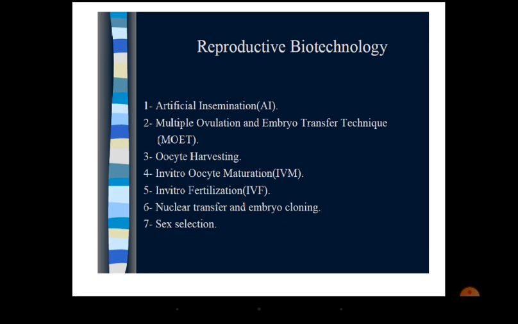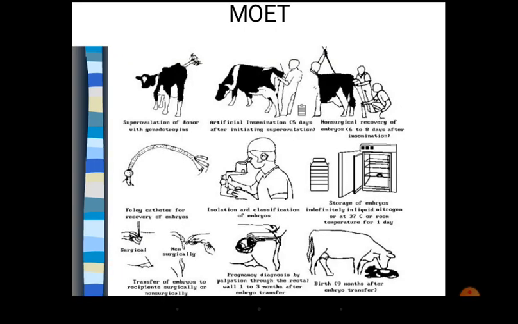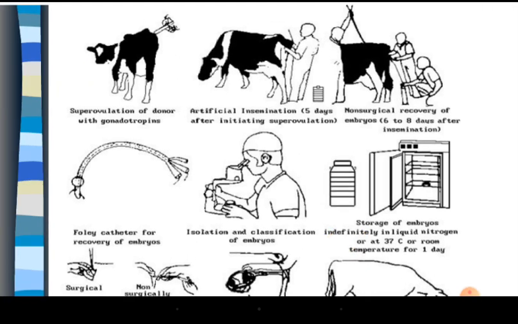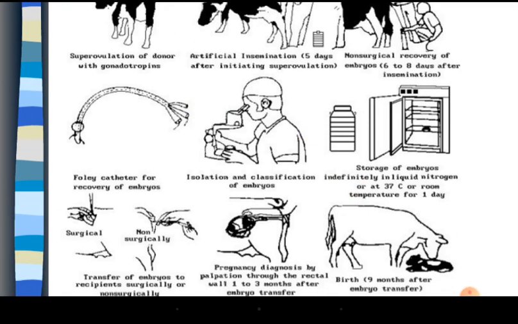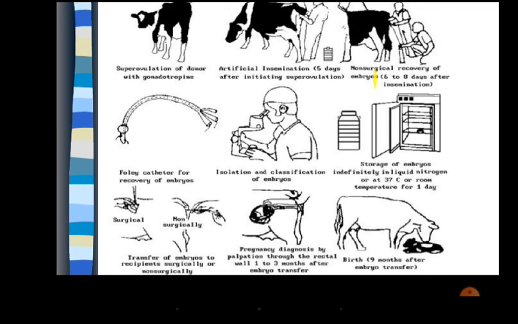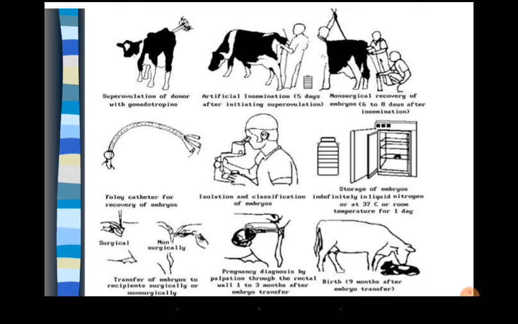I will just take up MOET. I can just elaborate with the genetic points. With genetic points, MOET advantages, you have the selected animals. You can just see here, selected animals will be there, and recipients will be there. Recipients are usually genetically inferior animals, whereas donors are elite animals.